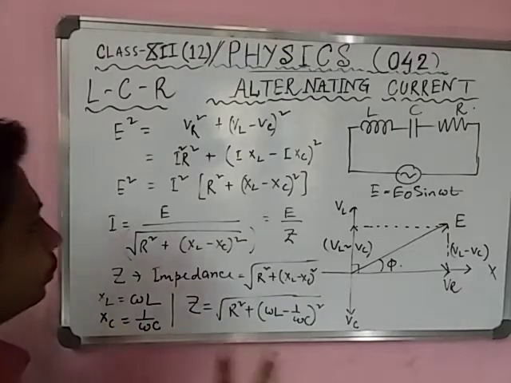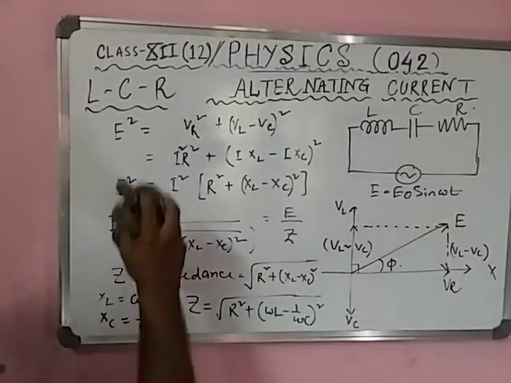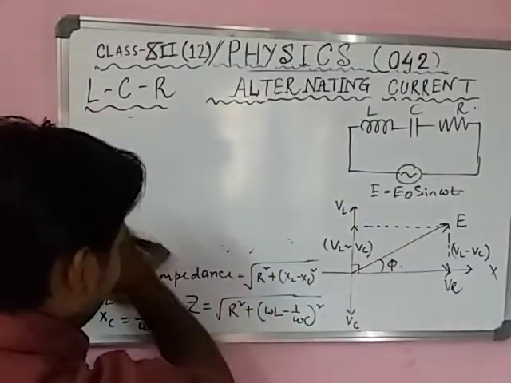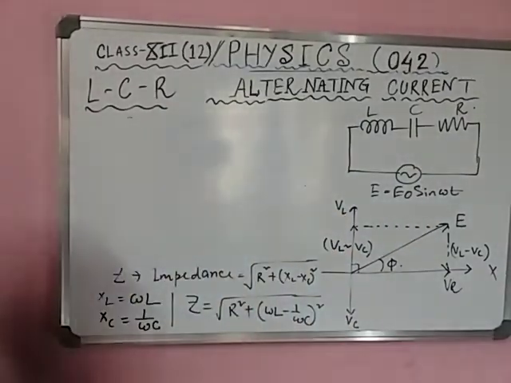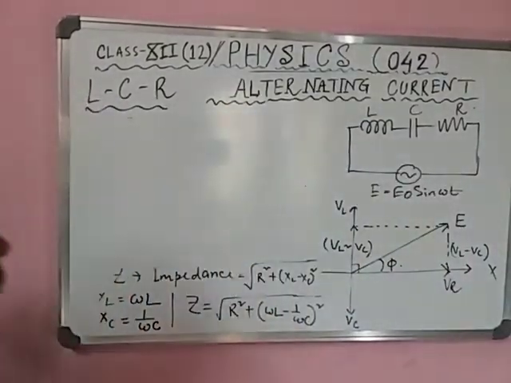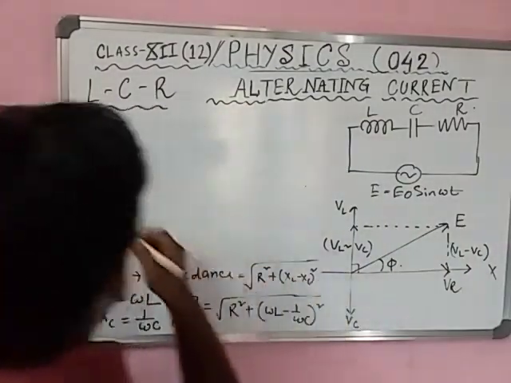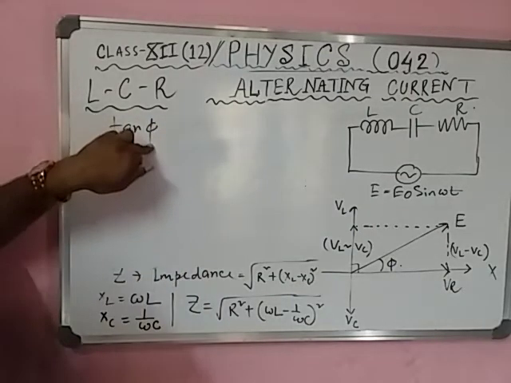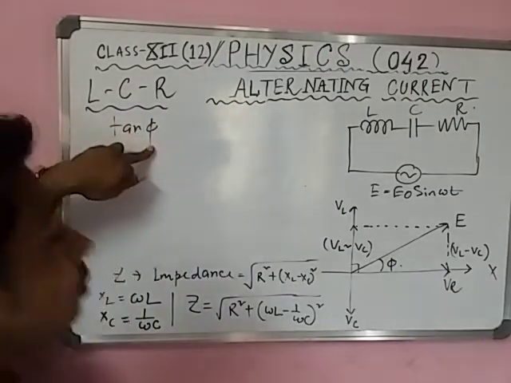1, 2, 3. Okay. Now, students, it's time to find out the phase difference. See here, phase is phi. So phase difference means phi, tan phi. Phi is called the phase difference.